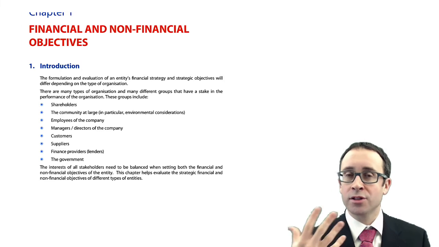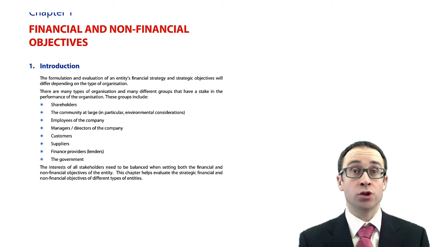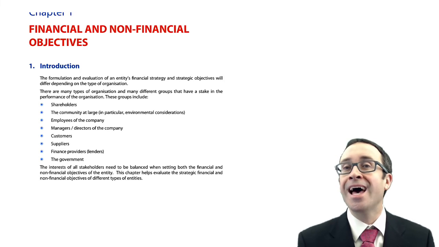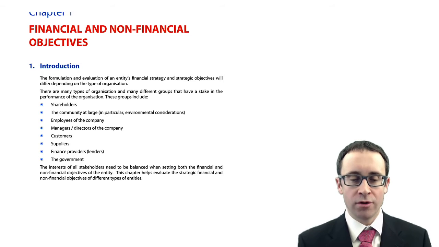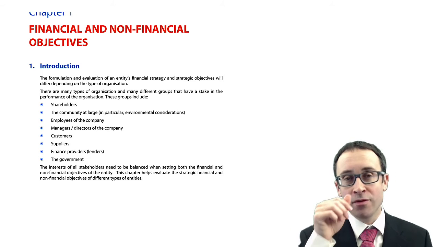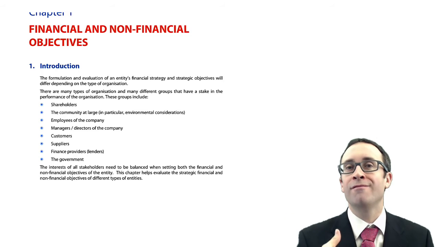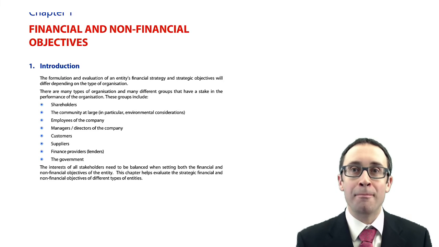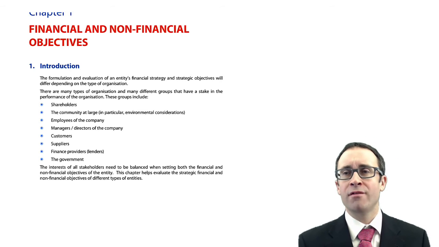Okay, we need to think about your suppliers. Suppliers want to be paid on time. Again, there's issues there with regards to supermarkets. Supermarkets tend not to pay their small suppliers on time, but that's a story for a later day. Finance providers, similar to your suppliers, again, they want the money back that you have been lent by that bank or financial institution.